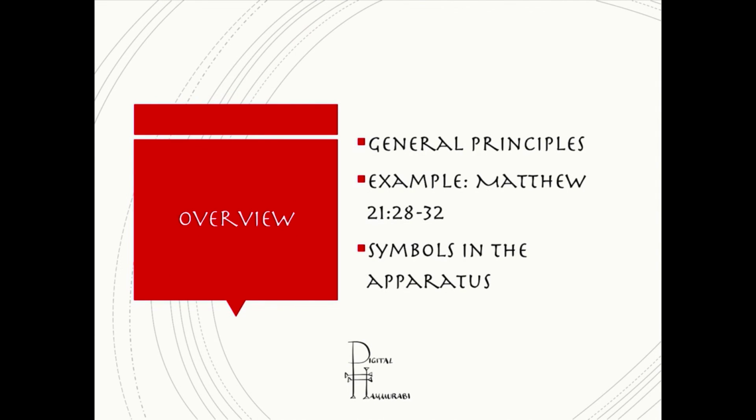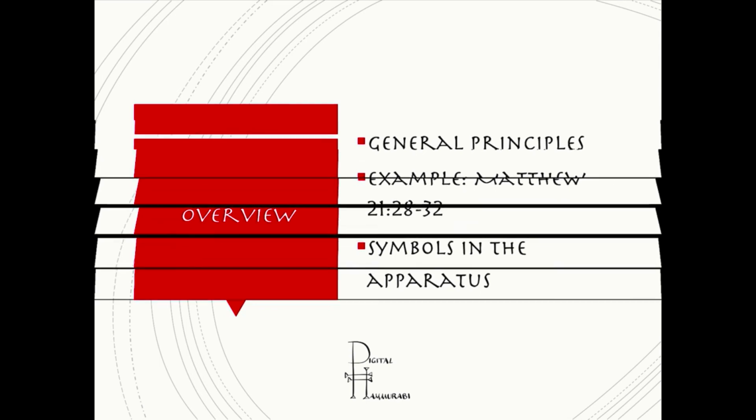So we're going to look at the general principles of using Nestle-Aland 27. We're going to take an example from Matthew chapter 21, verses 28 to 32. And then finally, we'll look at some of the symbols in the apparatus and how you can find what they mean at a glance using Aland's book.